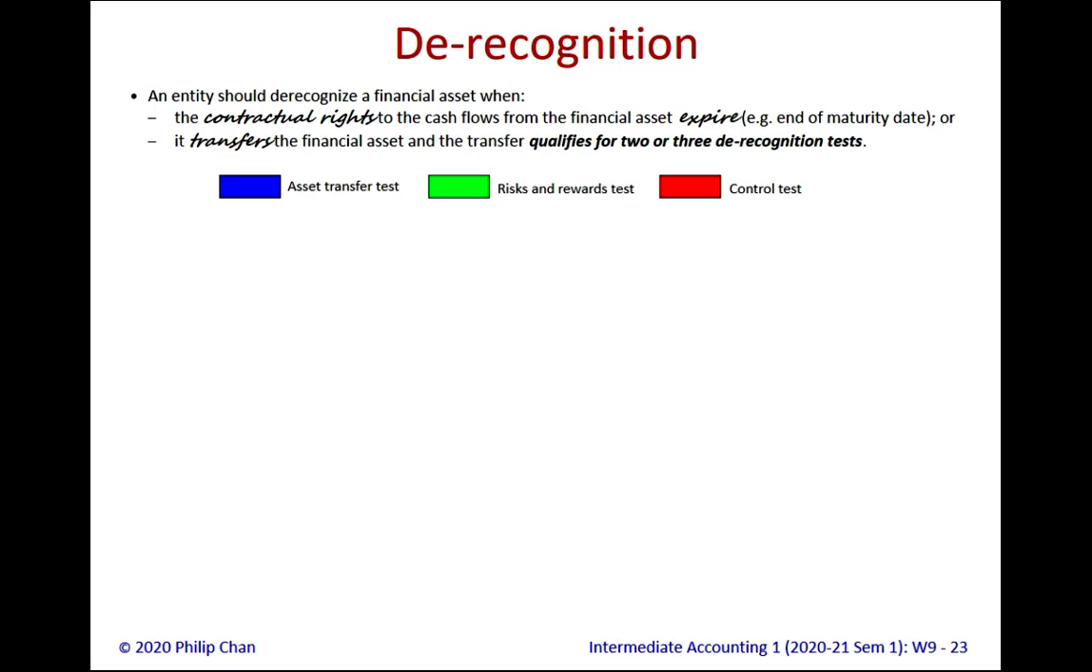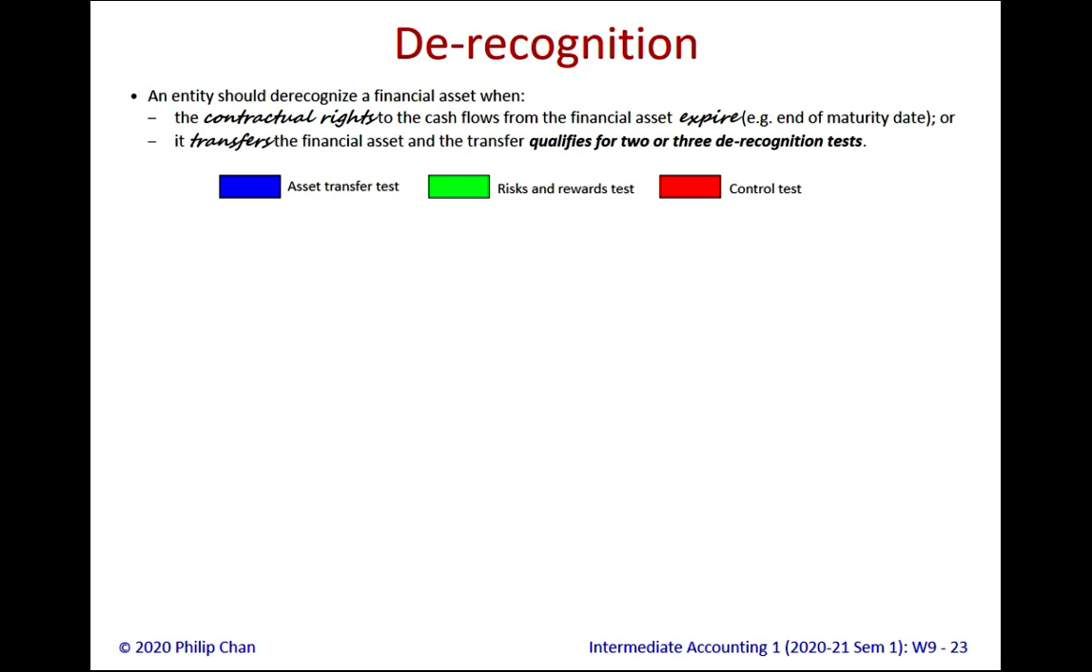You can remove it under two situations. Number one, when the contractual rights to the cash flows from the asset expire. For example, if it is a bond with a 3-year duration and the redemption value is 1 million at the end of the duration, and you get back that redemption value at the maturity date, then the contractual right is complete and expires, and therefore you can derecognize this bond.